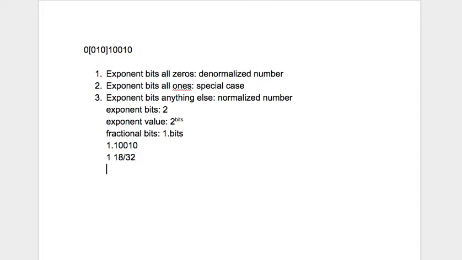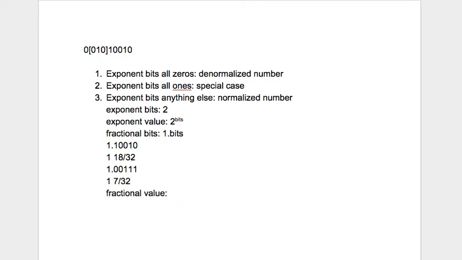So if my fractional bits had been 1.00111, converting that to base 10 would have given me 1 and 7 over 32, because 00111 in base 2 is 7 in base 10, and since there were 5 bits, 2 to the 5th is 32, so I get that fraction 7 over 32. And then since I had a 1 to the left of the point, I put a 1 in front of it. So that's my fractional value.